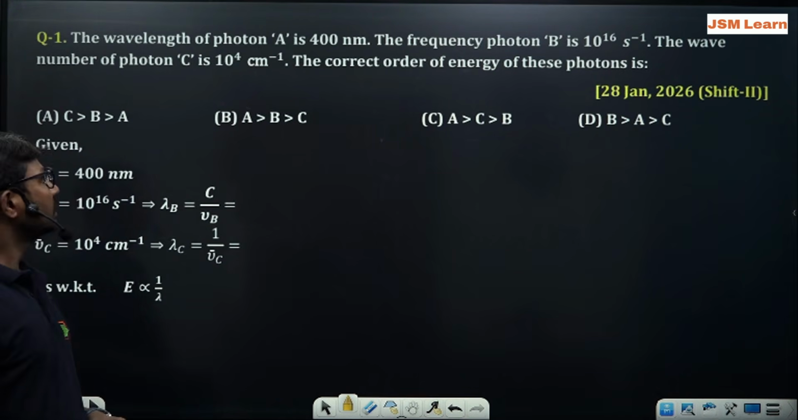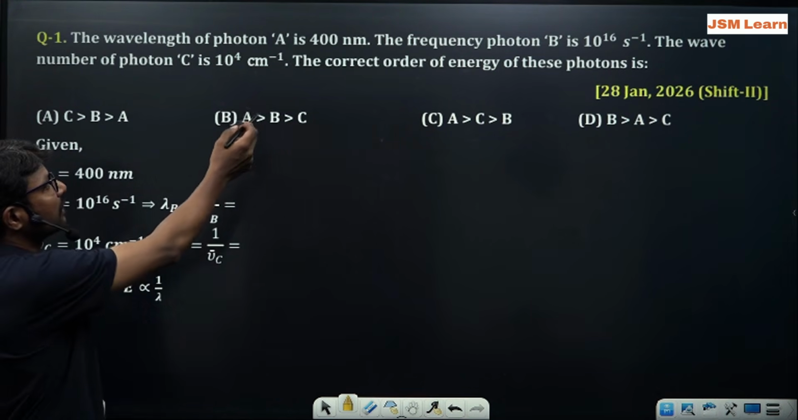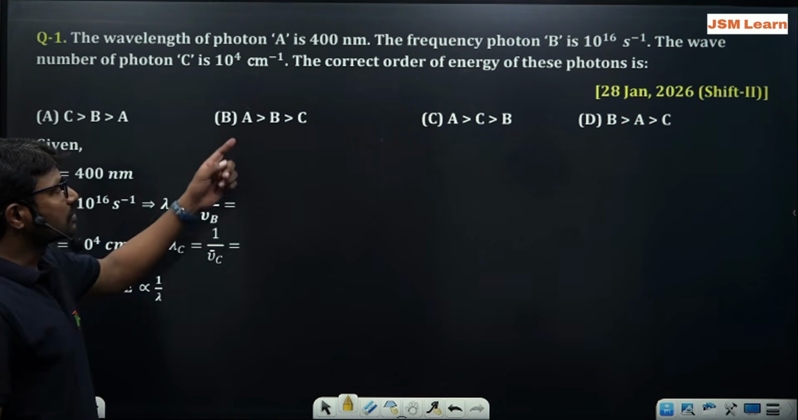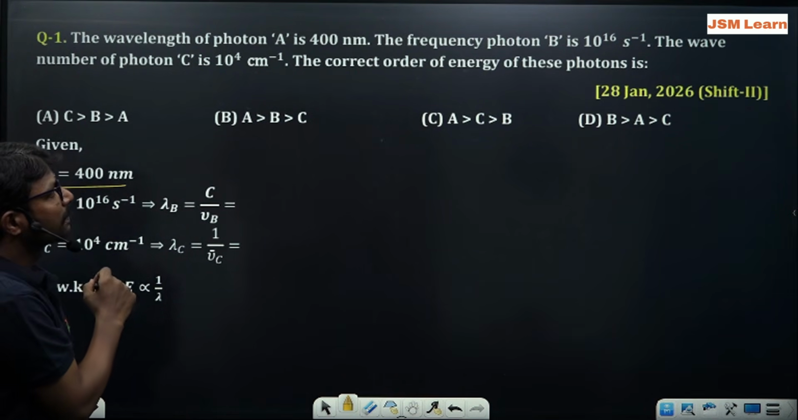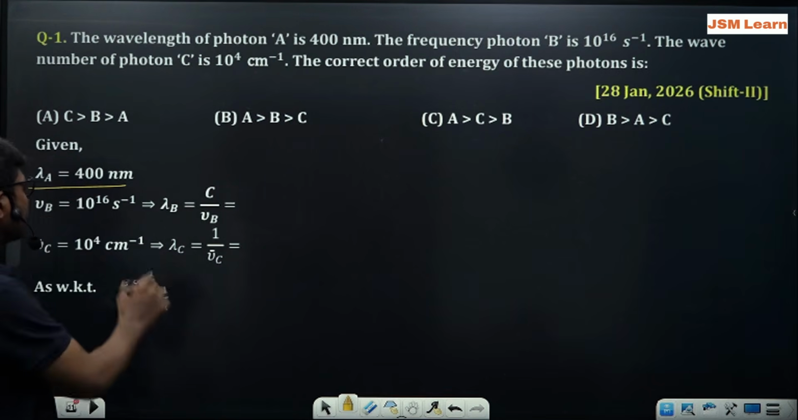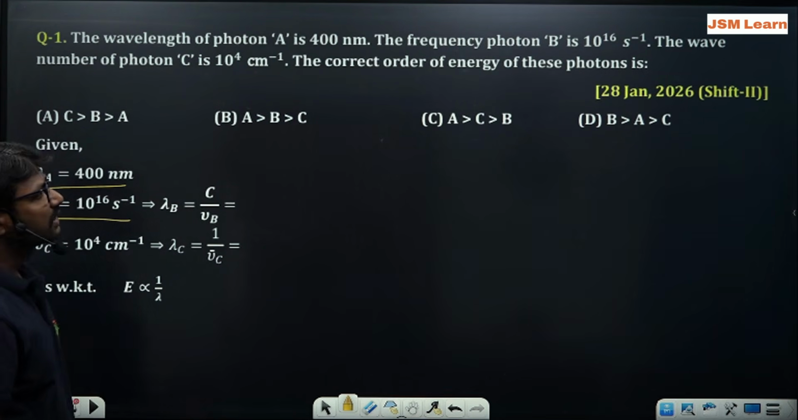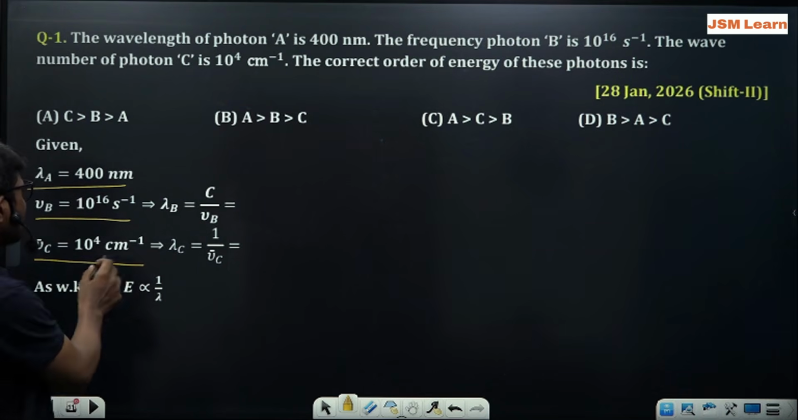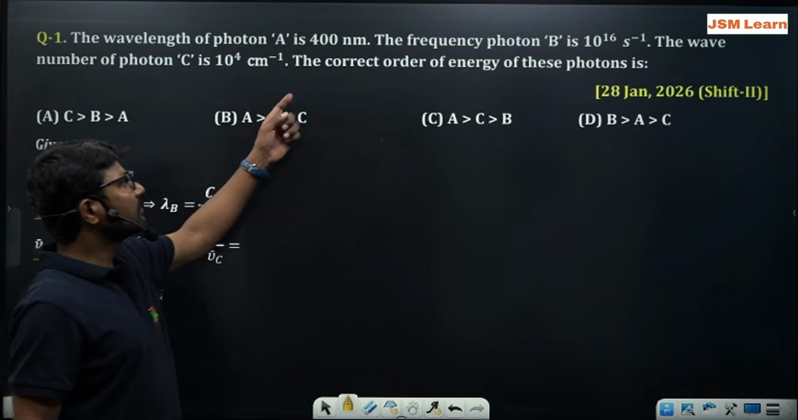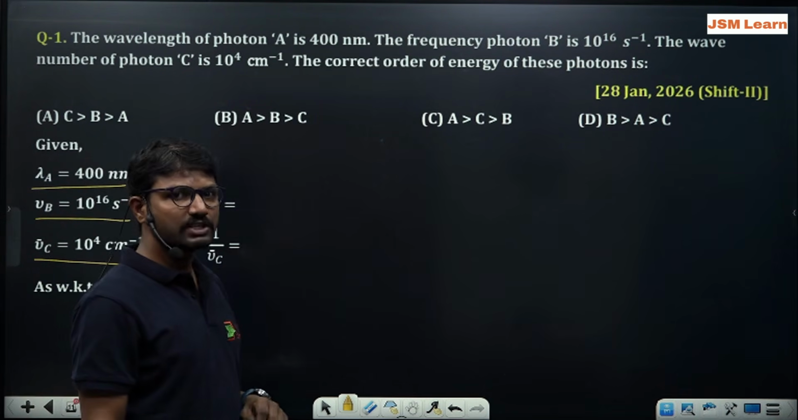Here they are giving the first question: the wavelength of photon A is 400 nanometer. What data is given in the question? Wavelength of A is 400 nanometer. The frequency of photon B is 10 to the power of 16 second inverse, and the wave number of photon C is 10 to the power of 4 centimeter inverse. Now they are asking for the correct order of energy of these photons.